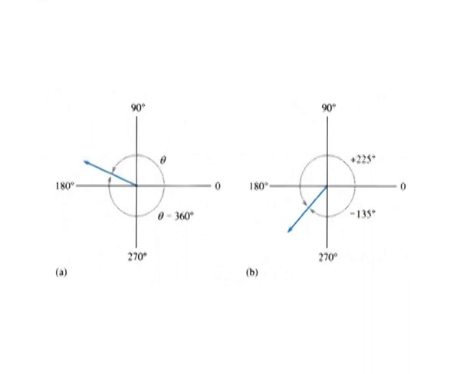For a given positive angle theta, the corresponding negative angle is theta minus 360 degrees. In part B, a specific example is shown. The angle of the phasor in this case can be expressed as plus 225 degrees or minus 135 degrees.